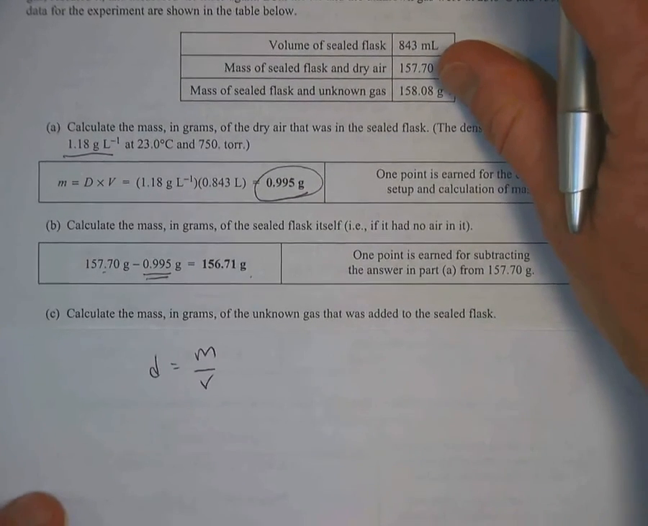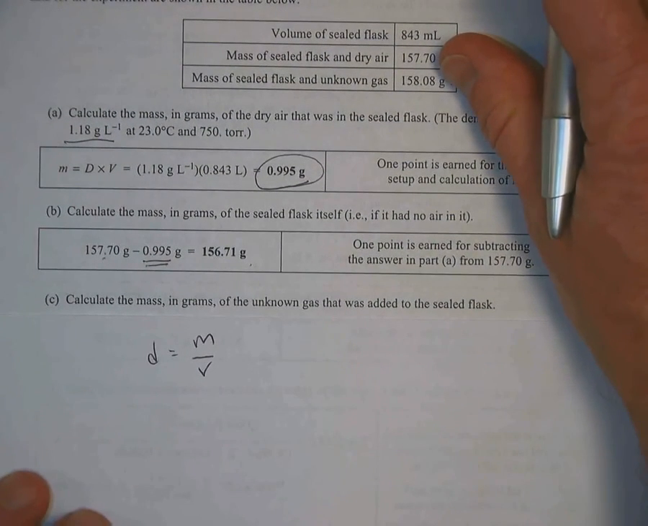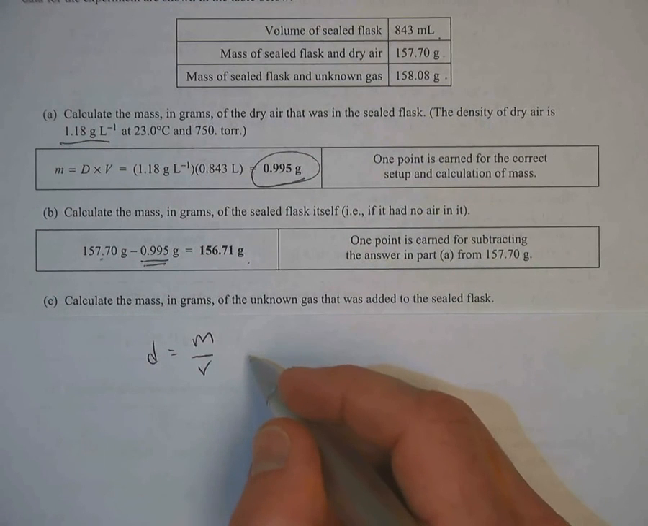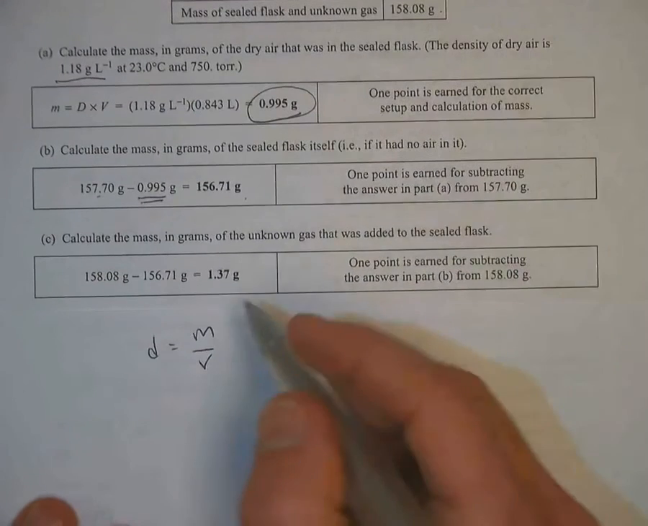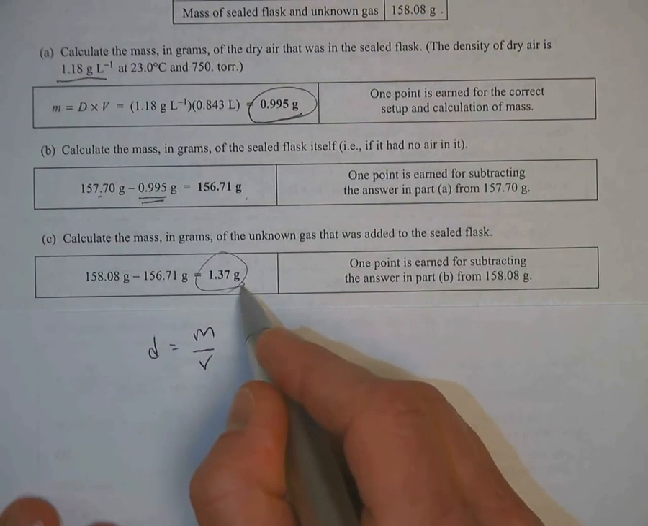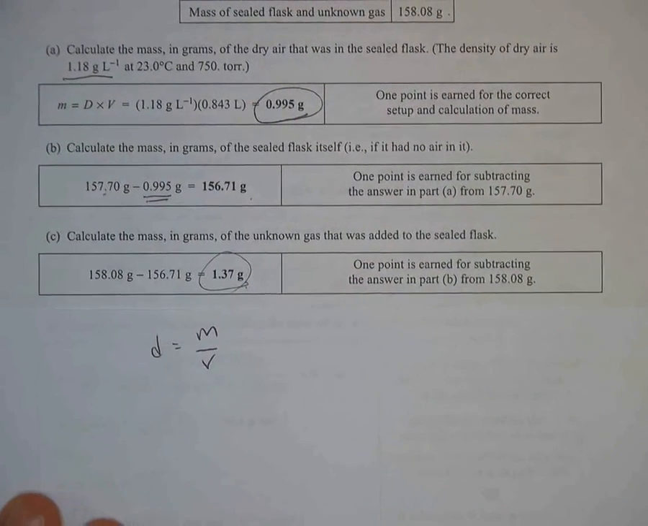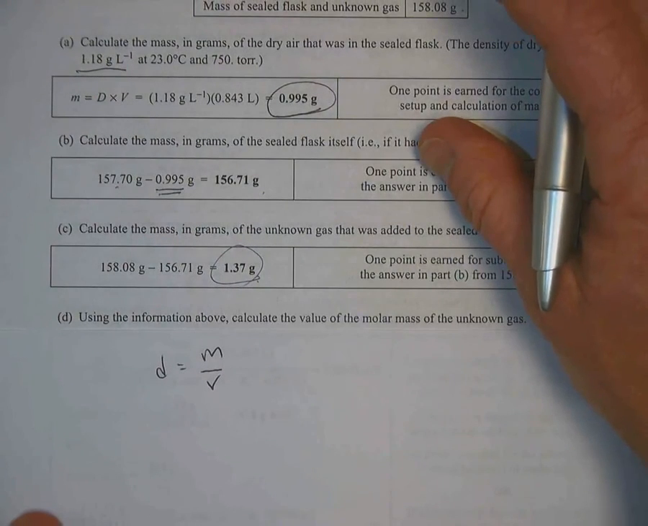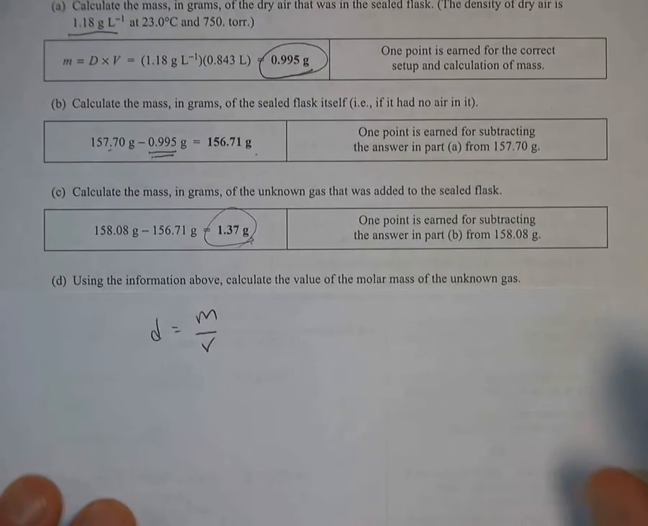Calculate in grams the unknown gas that was added to the sealed flask. So now you're going to do some more subtraction of the gas and flask minus the empty flask. And so you have 1.37 grams of the unknown gas that are in the flask. Okay? Using the information above, calculate the value of the molar mass of the unknown gas.